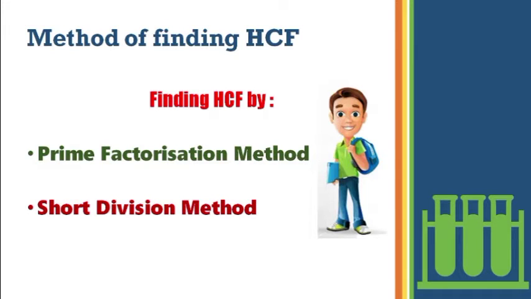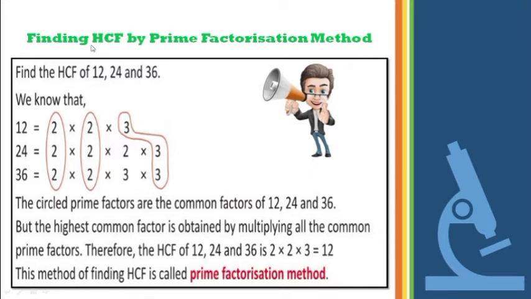So let us have a look at our first method, the prime factorization method. Here is the heading, finding HCF by prime factorization method. Before starting, let us have an example: finding the HCF of 12, 24 and 36. Here we will apply the concept of how we can obtain the prime factorization of these three numbers.